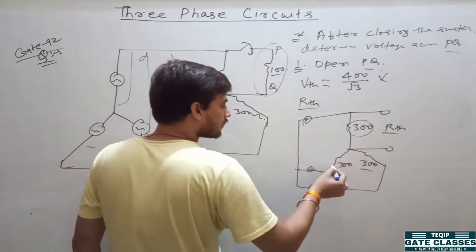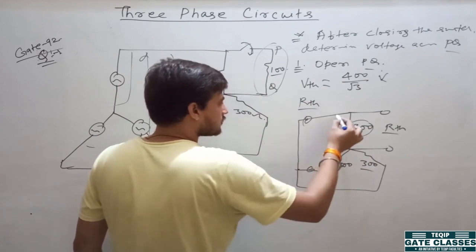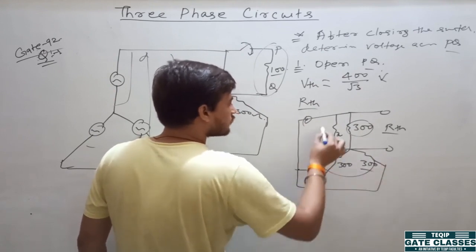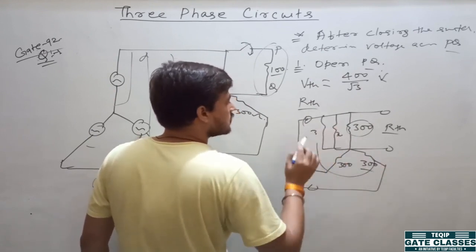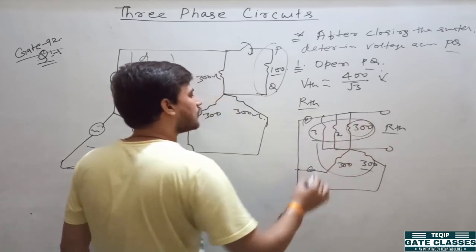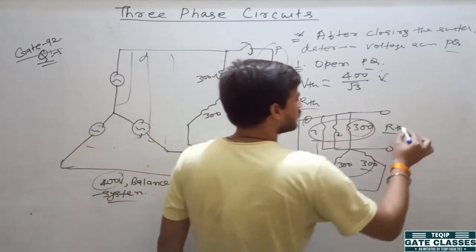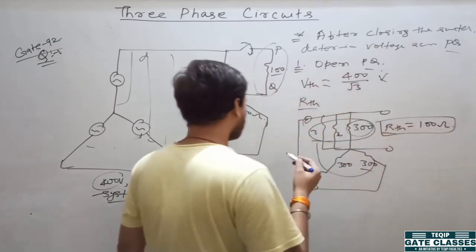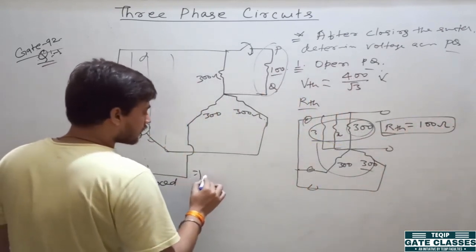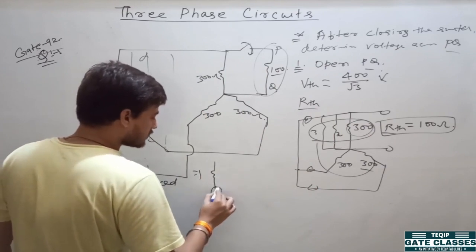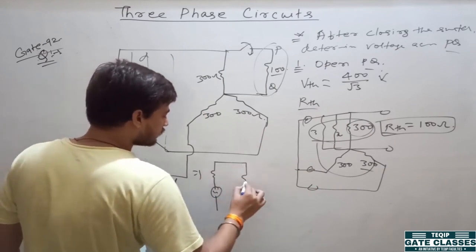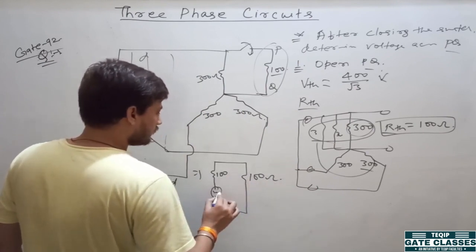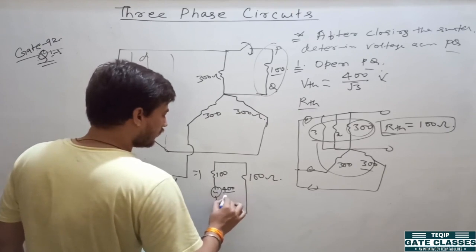Now another 300 is connected to the same point, and another 300 has also been connected like this. So these 300 are connected in parallel. So RTH will be 100 ohm. Then we'll draw the circuit again. This is RTH, this is VTH. Now we'll have the load of 100 ohm. This is 100 ohm, and this is your 400 by root 3 volt.